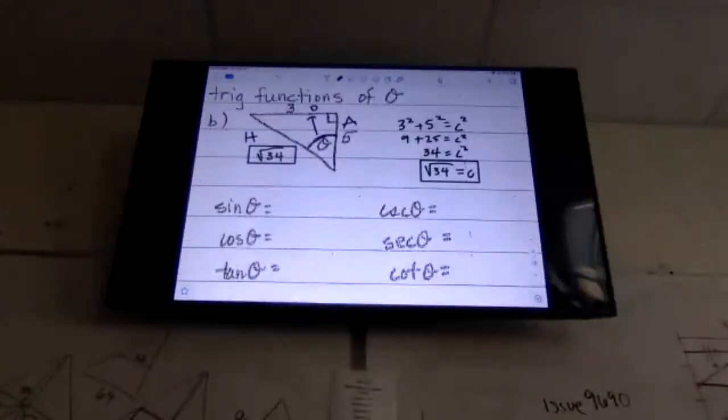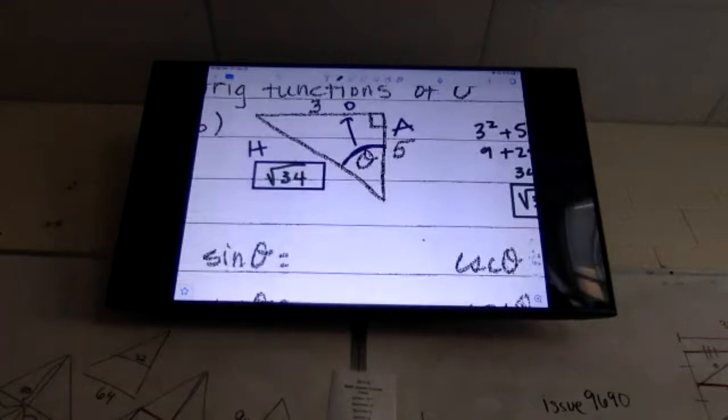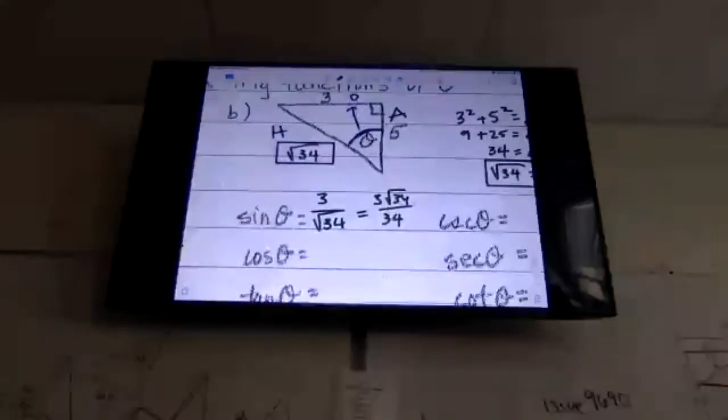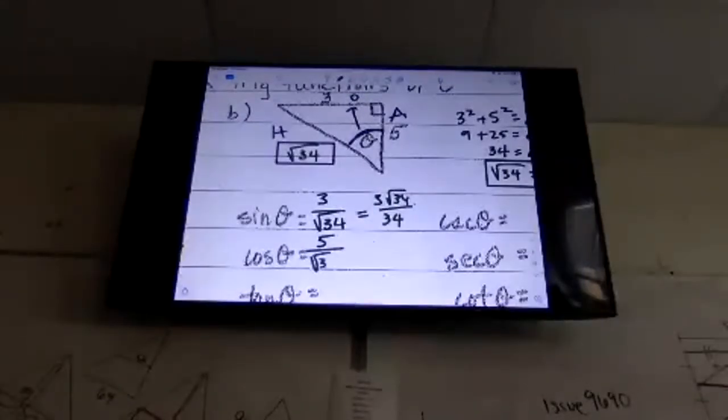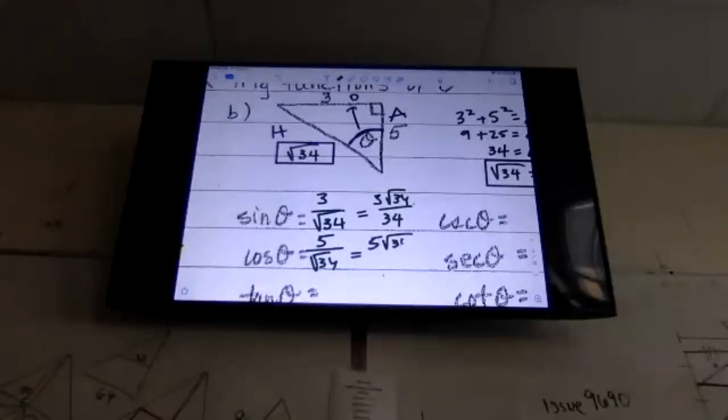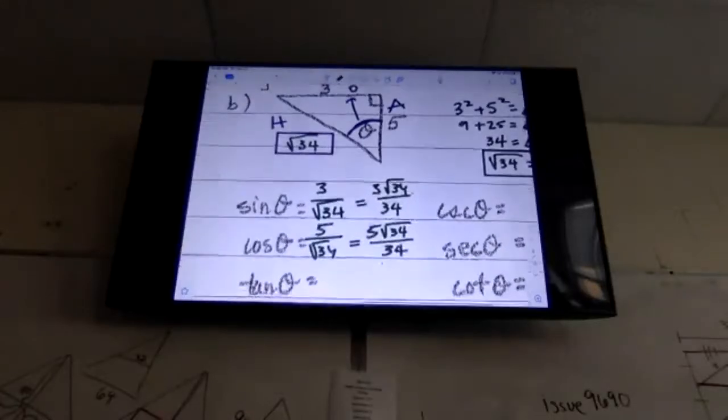All right, let's put it into our functions. Who can tell me what sine is gonna be? Where's your opposite? Good, 3 over square root of 34. I put the angle in a weird spot this time, so make sure you know exactly where your angle is. Good, 3 over square root of 34. Again, feel free to rationalize or not. Who's got cosine? 5 over root 34. What about tangent? 3 over 5.